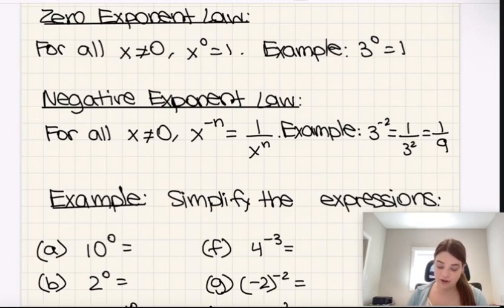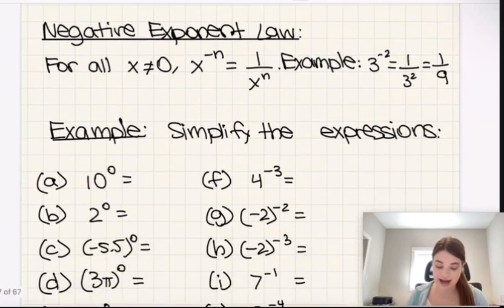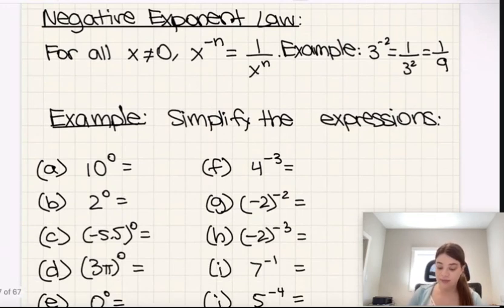The negative exponent law says that so long as x does not equal zero, whenever we have a negative exponent, we take the reciprocal in order to turn the exponent positive. So x to the power of negative n is equal to 1 over x to the power of positive n. Or, for example, 3 to the power negative 2 is equal to 1 over 3 to the power positive 2, which is 1 over 9.